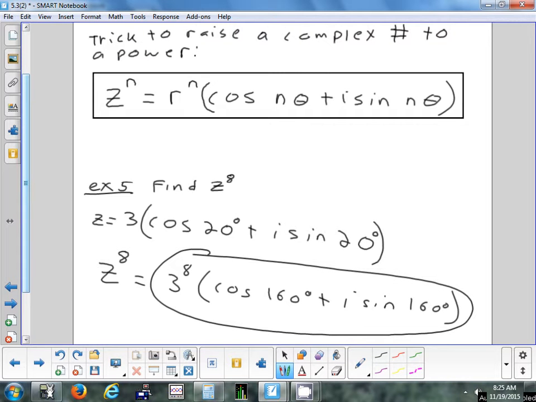So take your radius, raise it to the power, take your angle, multiply it by the power. And it takes the place of all that foiling you would have had to do 8 times. So any question on de Moivre's theorem? Now you've got a quick way to multiply, divide, and raise a number to a power as long as your numbers are in what form? Polar. As long as they're in polar.